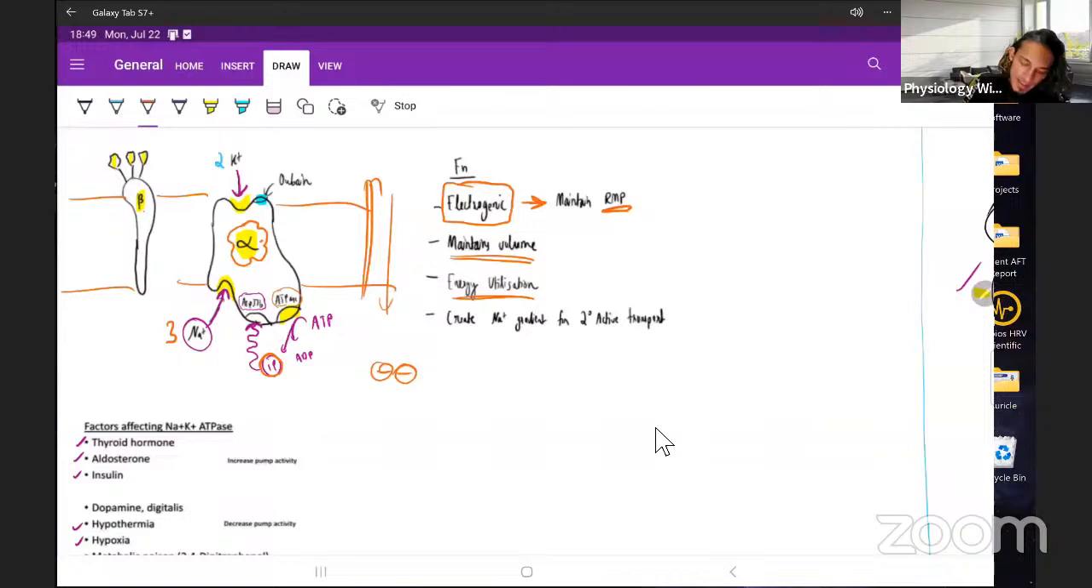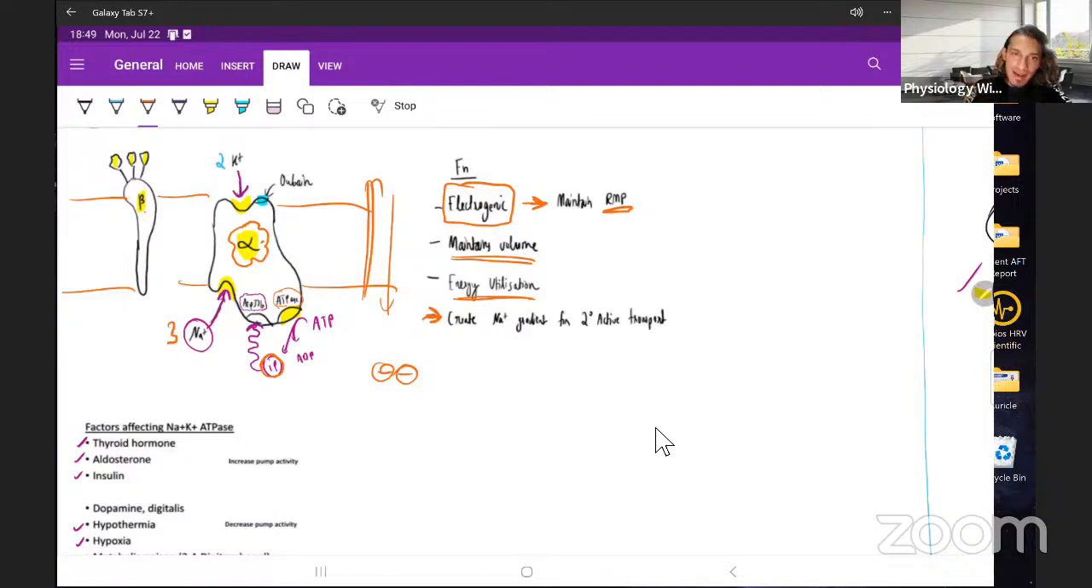Okay, and also something else that I was mentioning earlier, sodium potassium ATPase often is important for secondary active transport because this is what creates the gradient for sodium. It takes sodium outside, so that sodium can now come in through a secondary transporter. Understood? So when you talk about the functions, you have to mention it's electrogenic, it maintains volume, it is important for energy utilization, and creates a sodium gradient for secondary active transport.